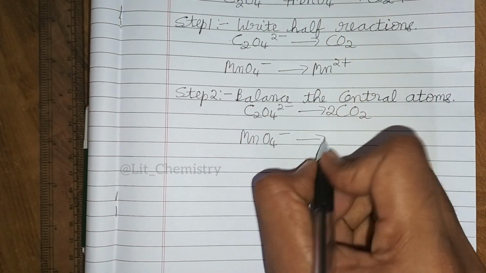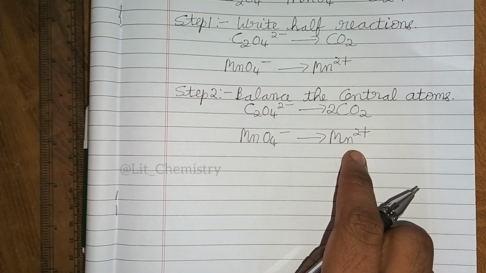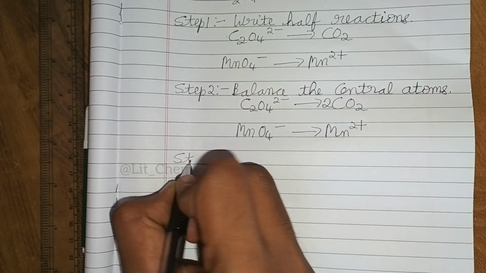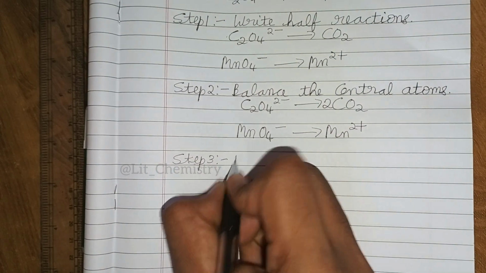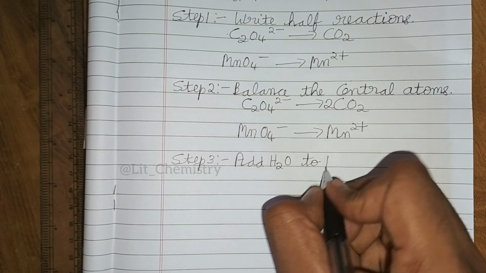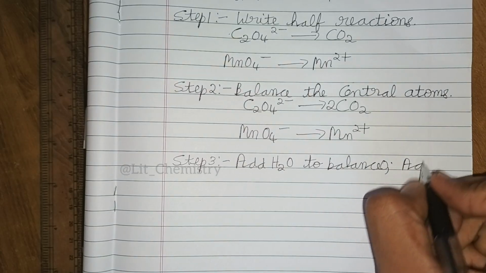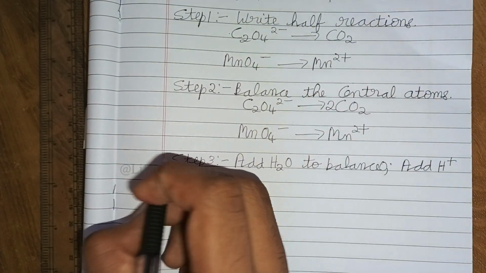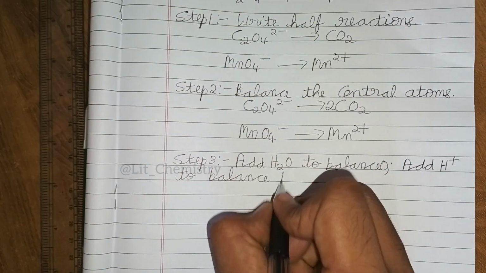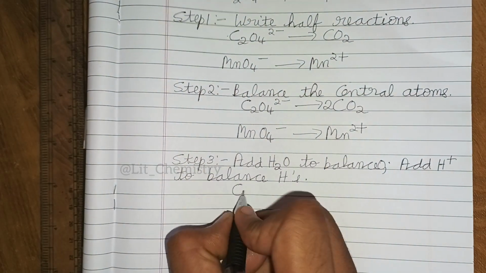MnO4 minus gives rise to Mn2 plus. Mn and Mn is balanced. Oxygen will be balanced in the third step. So let's move to step 3. Step 3 is add H2O to balance oxygen and add H plus to balance hydrogens. So let's write this again.